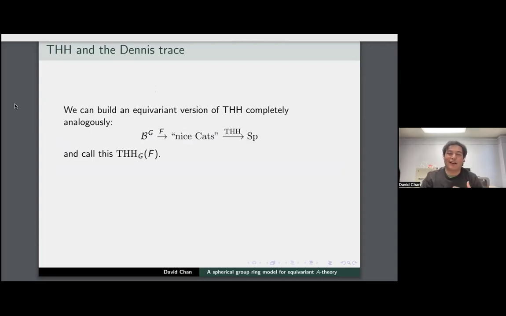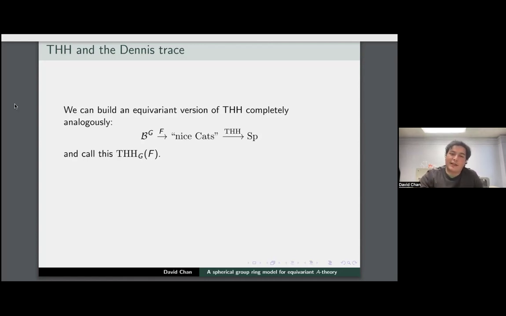So you can build an equivariant version of THH in the same way. If you have a Mackey functor in "nice" categories, and here it's very important that I've used quotes for nice, you can't just take THH of an arbitrary Waldhausen category. But here we wrote this out for presentable stable infinity categories. That is what you should interpret nice as, and you should interpret functor as an additive functor of infinity categories.